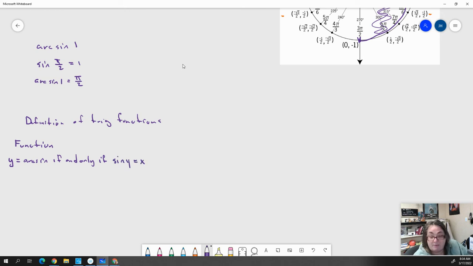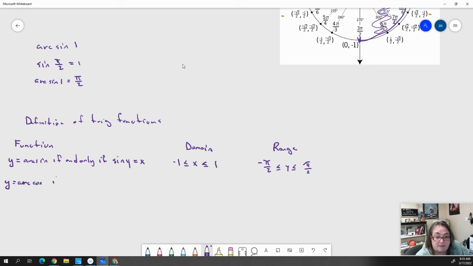And then we had a domain, and our domain was between -1 and 1. Sorry, that's supposed to be x. Cosine would be y. And it's got a range of -pi/2 to pi/2.